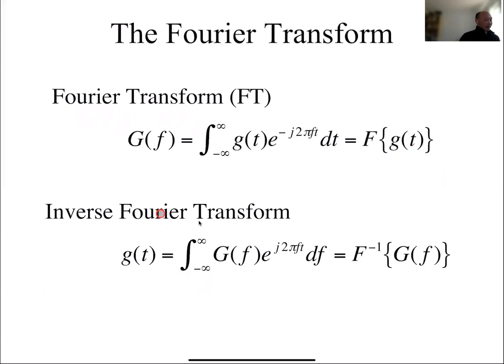The nice thing is that for well-behaved functions, the Fourier transform has an inverse given as such. So it's the integral of G of f. And now we have e to the j 2 pi f t, but notice that there is not a minus sign there. And so this is the complex conjugate of this phasor. And now we integrate over frequencies, and we can write this as the inverse Fourier transform of G of f.